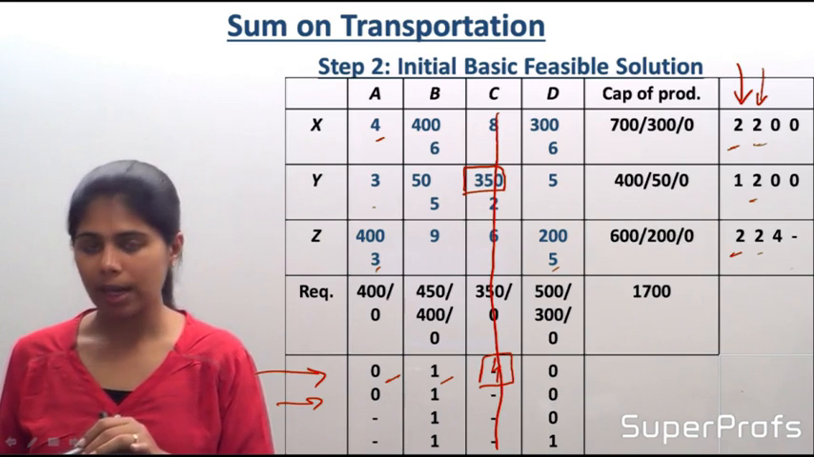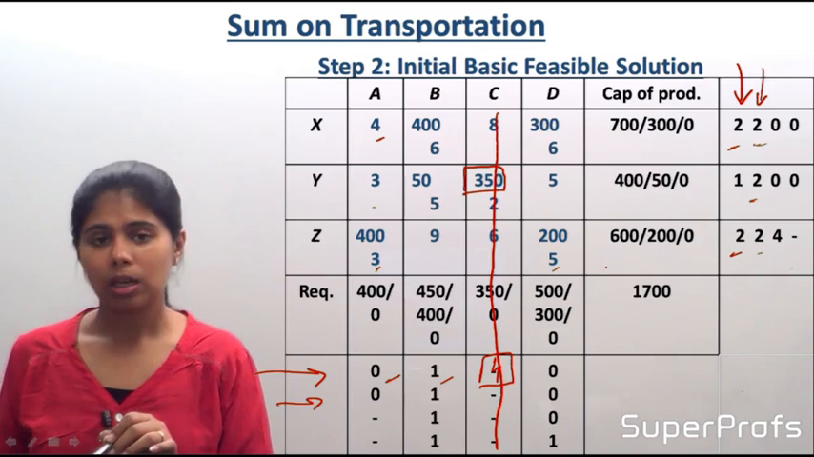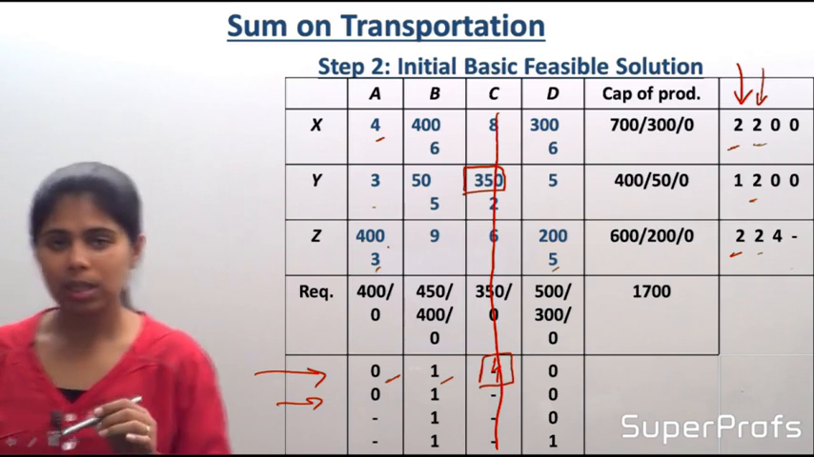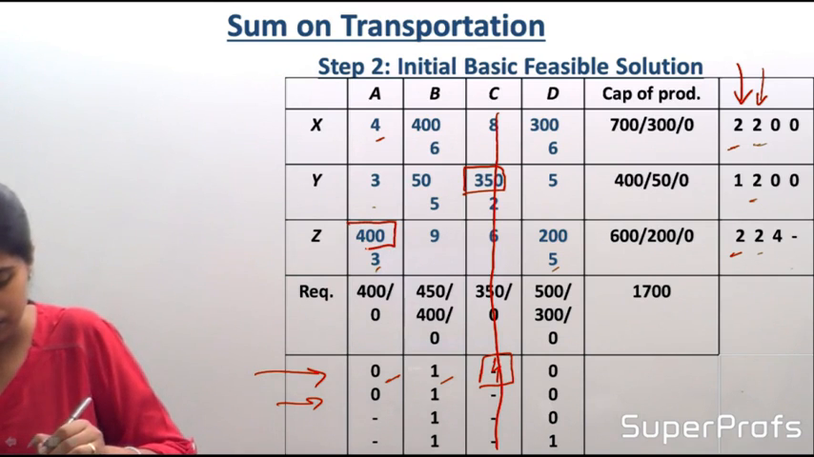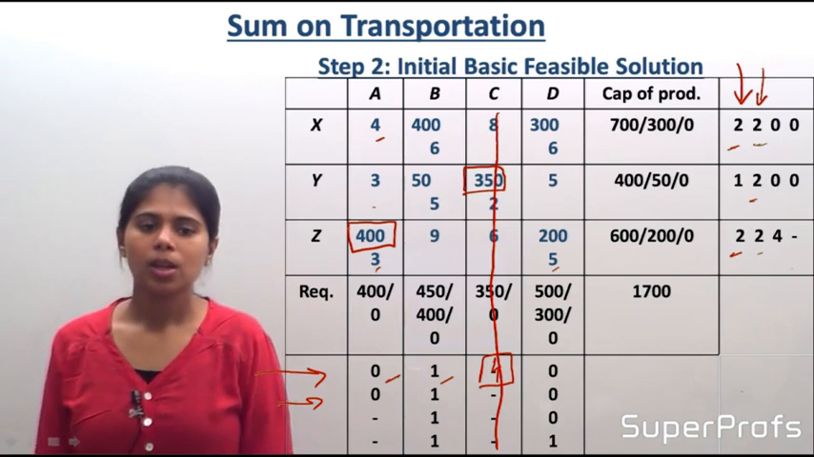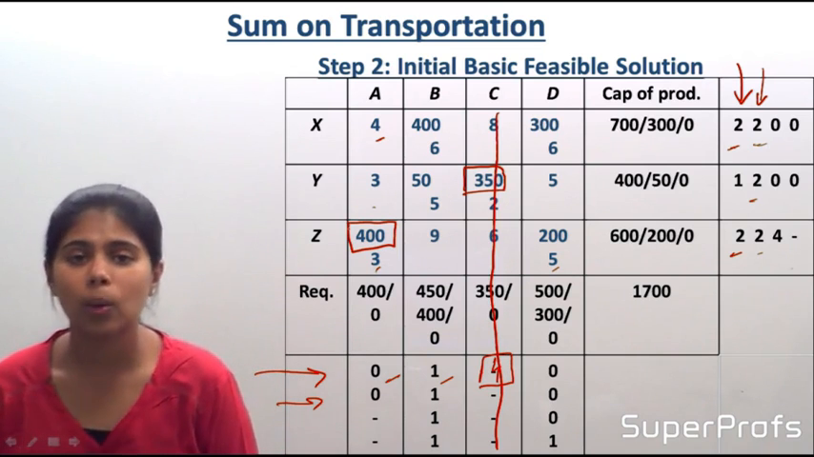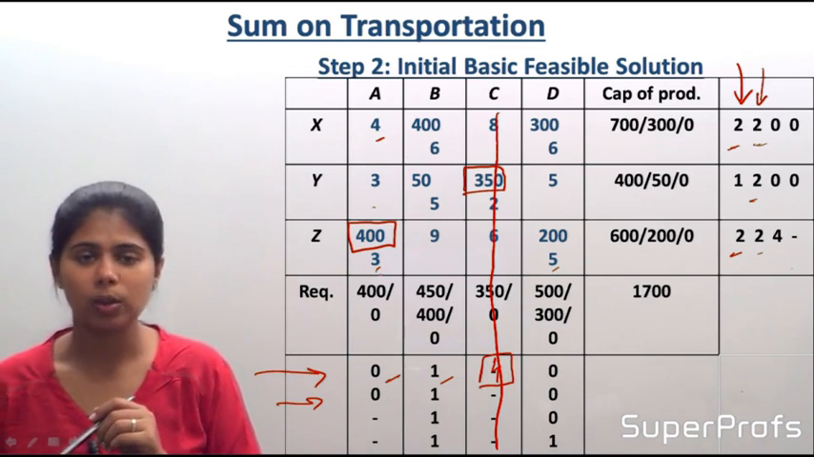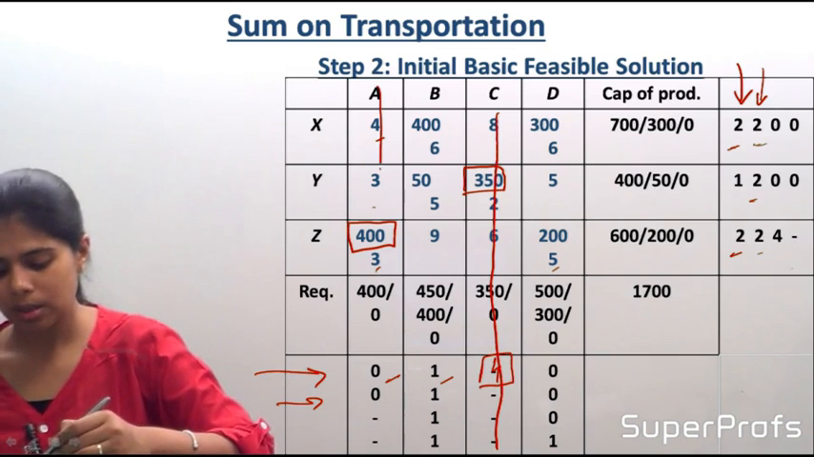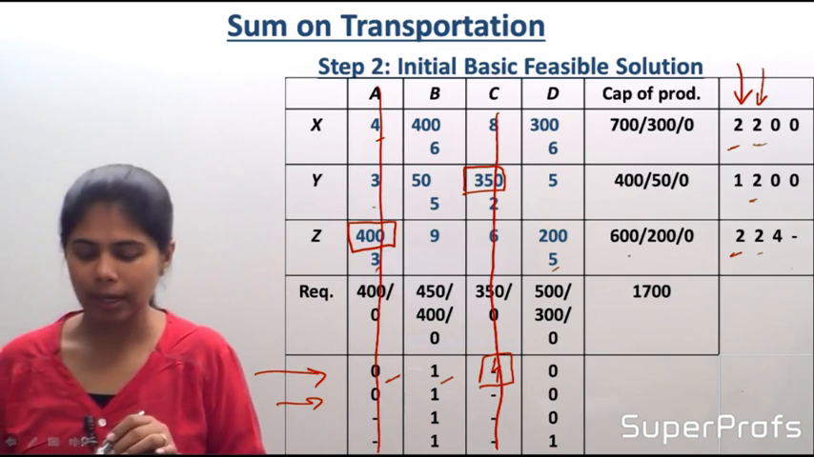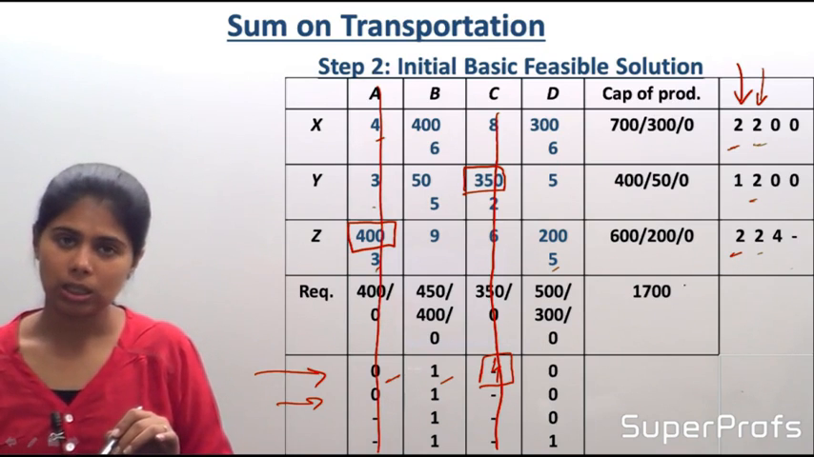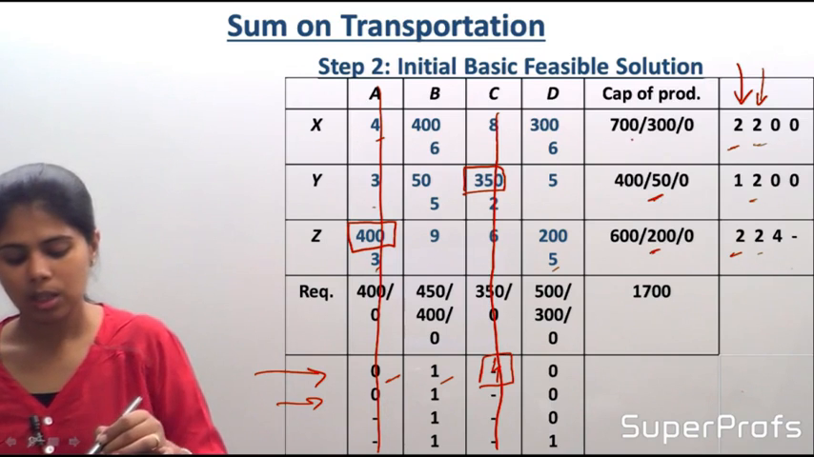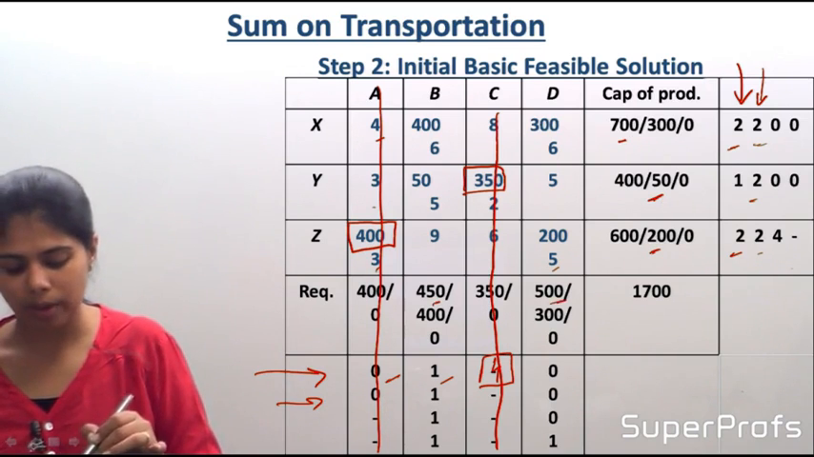But over here, I can allocate 400 because 600 is available and 400 is the requirement. So in this cell, I will allocate 400. Now when I allocate 400, my requirement of A is also exhausted because I have allocated the entire of this, and my capacity in Z of 600 becomes 200 now. So this is 50 now, this is 200 now, this is 700, this is 450, and this is 500 now.